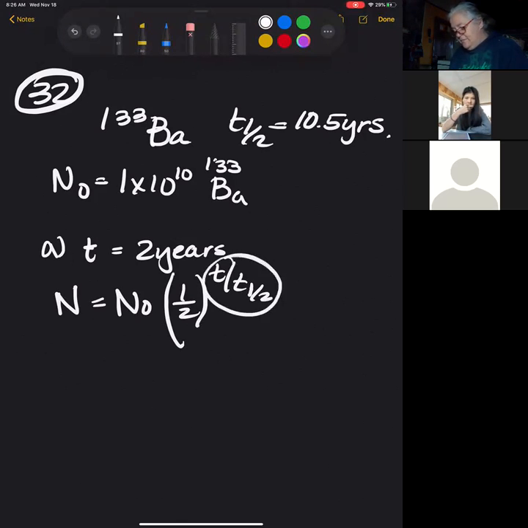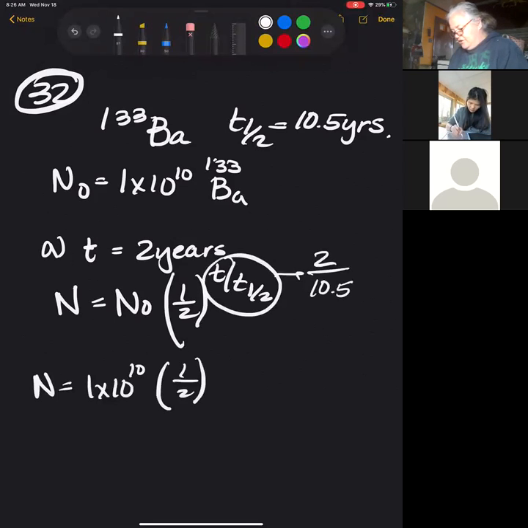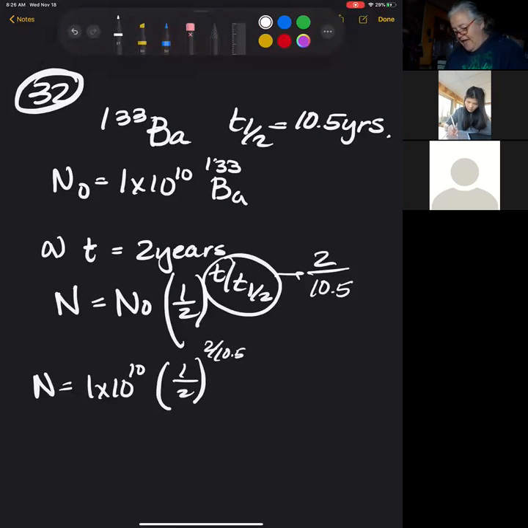So the time that's passed is 2, the half-life is 10.5. The way I would solve this is I would just take 1 times 10 to the 10th times 1/2 to the power of 2 divided by 10.5, and put that in there. So you'd find that number first, and then take 1/2 to that power and multiply it by 1 times 10 to the 10th.